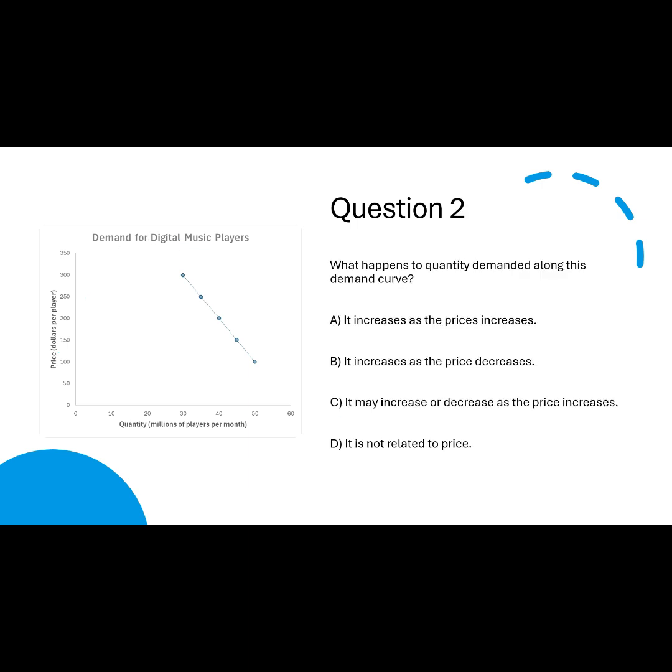Question 2, we're going to have the same exact graph, price and quantity of digital music players. It says, what happens to quantity demanded along this demand curve? A, it increases as the price increases. B, it increases as the price decreases. C, it may increase or decrease as the price increases. D, it is not related to price. Well, if we look at D, we know that's wrong because the demand curve has a relationship between price and quantity. So that's definitely wrong.